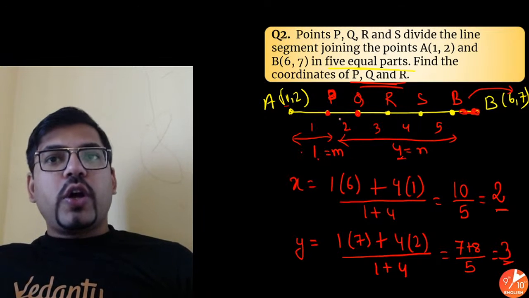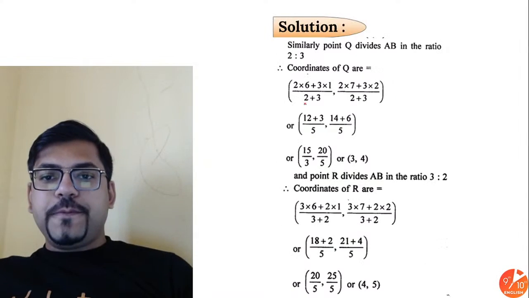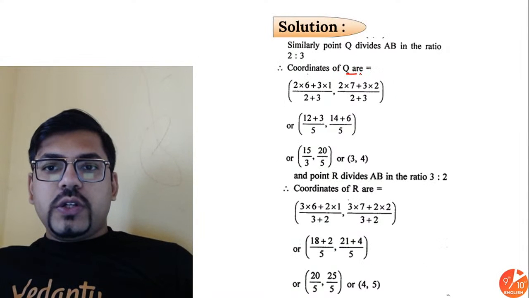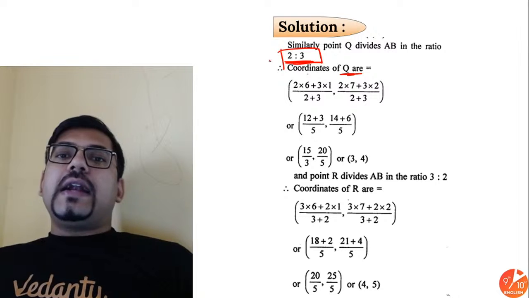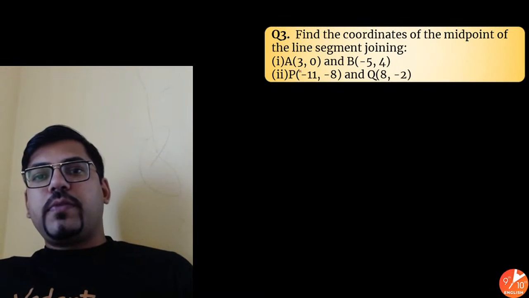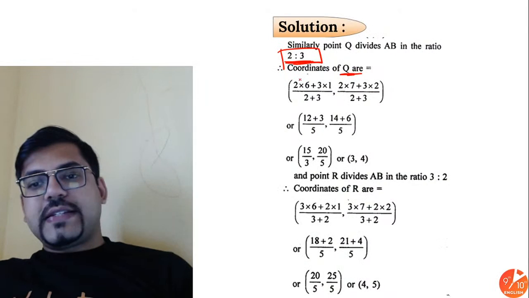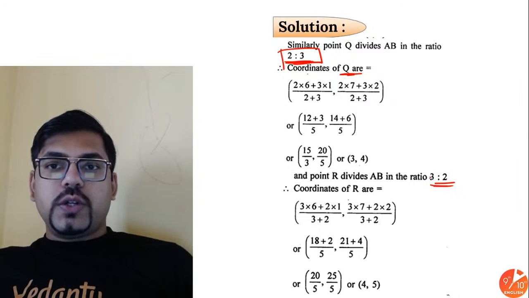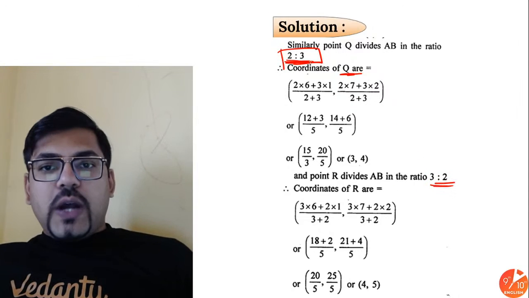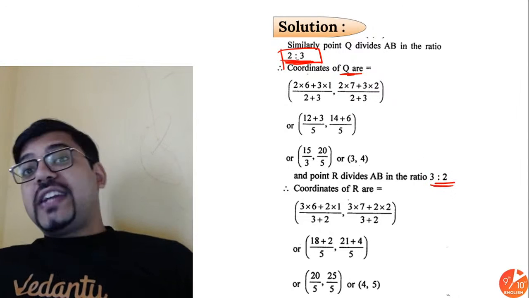For Q, your ratio would be 2:3. See here, for Q similarly the ratio is 2:3, and similarly for R the ratio would be the same, 3:2. See here, 3:2. So every time you just have to change the ratio and hence you get the answer.